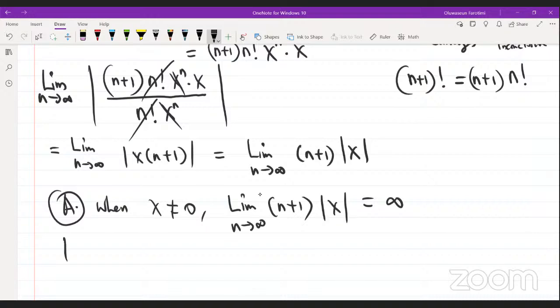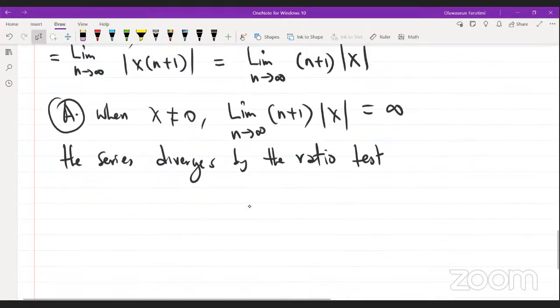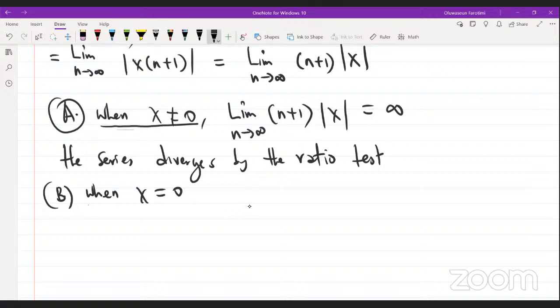So the conclusion here is that the series diverges by the ratio test. Now, the second component you really have to be on the lookout for. So now what happens when x is 0? Talk to me, guys. When x is 0, okay, so when x is 0, what happens?